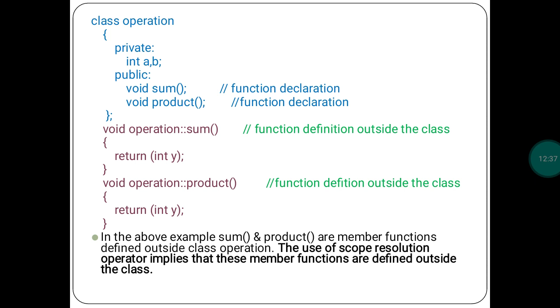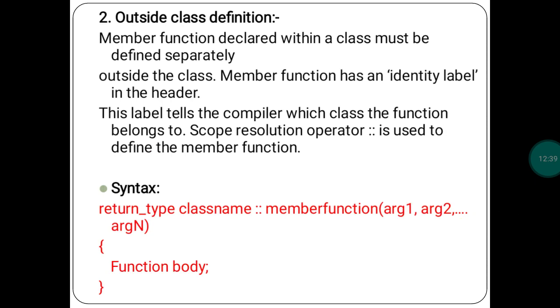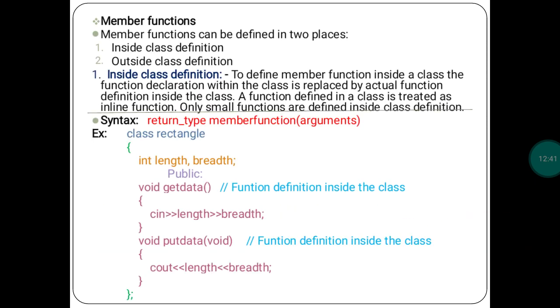Once again I will repeat it. Inside the class means we write the code within the class. For get data and put data, we wrote the code within the class. The class is opened here, class is closed here. Within that we are using cin length and width, cout length and width. Both inputting the values and displaying the values are within the class. So this is what inside the class means.